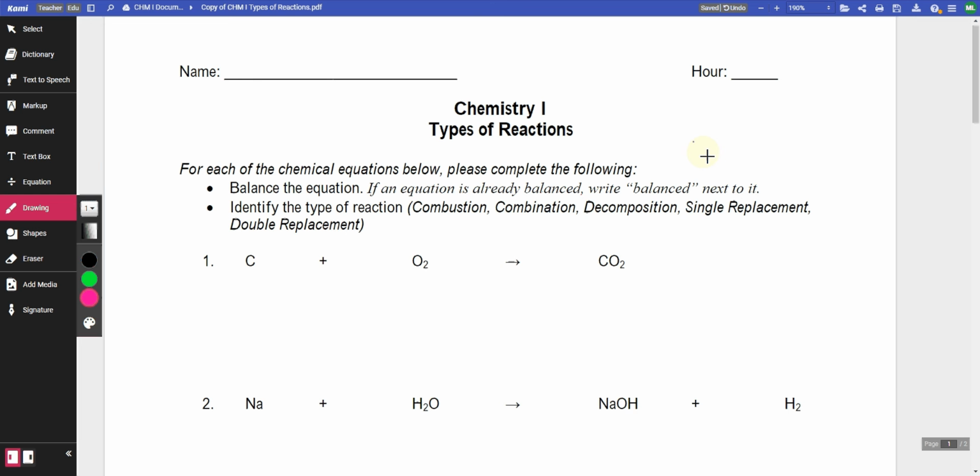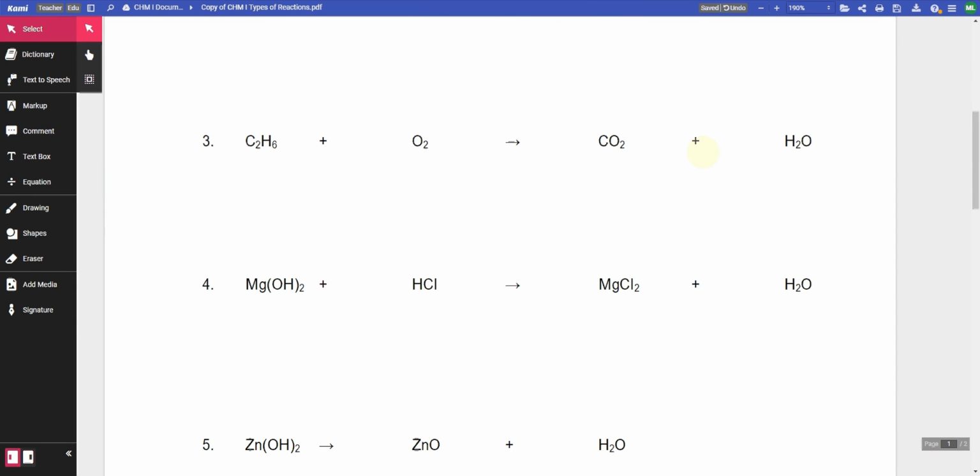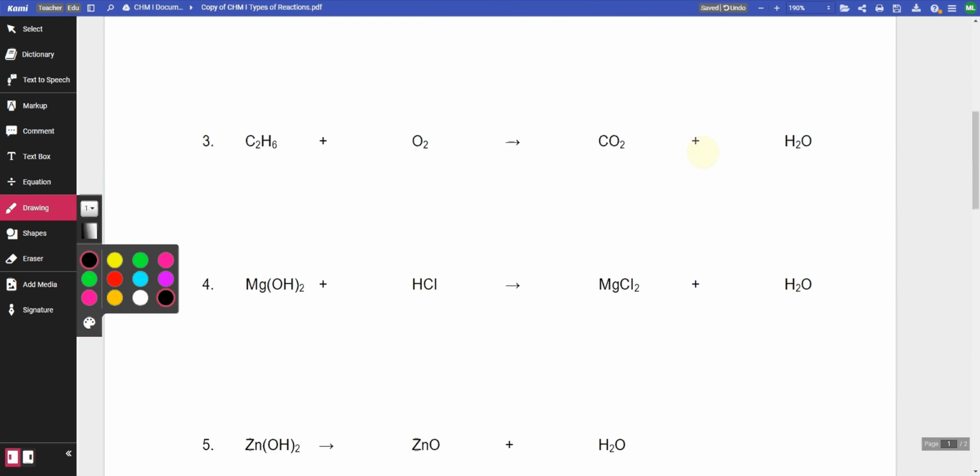So let's try again. Okay, so number 3, I think, was one that you guys had issues with, probably with the balancing because it's a little difficult. Combustion reactions can be hard. So I'm going to go through it, hopefully how you started with it, and then we'll see what to do to fix it.